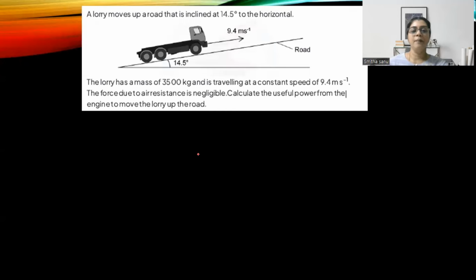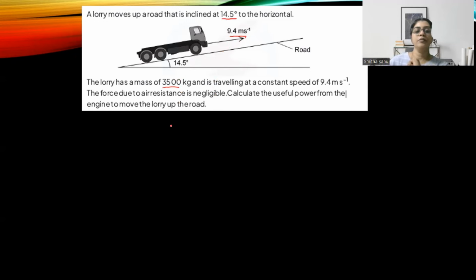Look at an example. A lorry moves up a road on an inclined plane at 14.5 degrees with respect to the horizontal. So you know theta here. You know the speed with which the lorry is going, 9.4 meters per second. You have the weight, which is 3500 Newton. Calculate the useful power from the engine to move the lorry up the road.